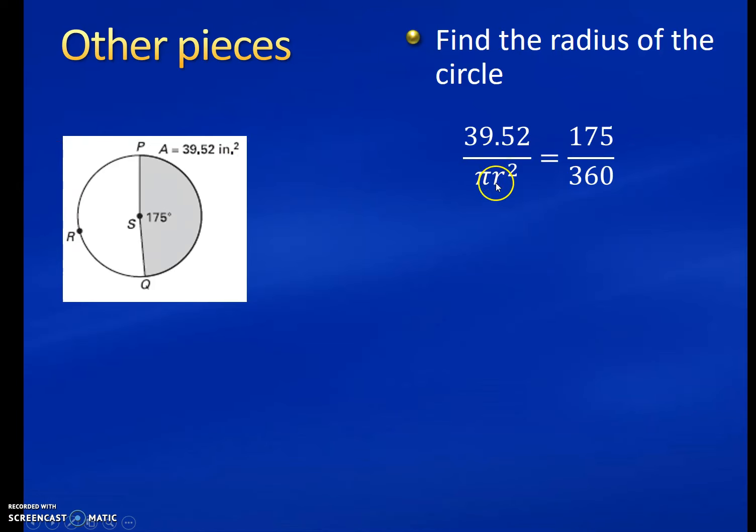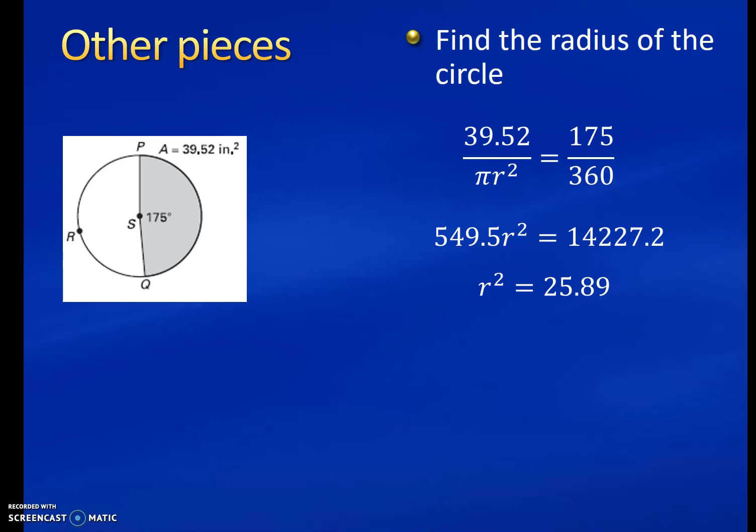Now, if I was looking for the area of the circle, maybe you want to go ahead and stop and put an A here instead. That way I know I'm looking for the area of the circle. But since I'm finding the radius, I can go ahead and put in pi r squared. That way my only variable is going to be the r in there. And so when we're all done with this whole process, I know I'm finished. Okay, so let's go ahead and cross multiply. When I multiply 175 by pi, I get 549.5. And 39.52 times 360 gives me this nice number here. And we're going to go ahead and divide. When I divide, I get about 25.89.